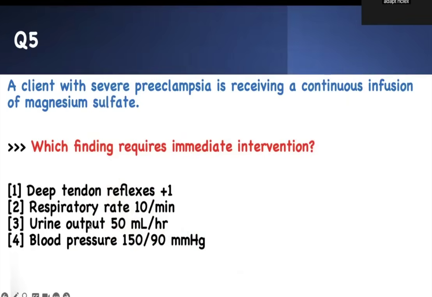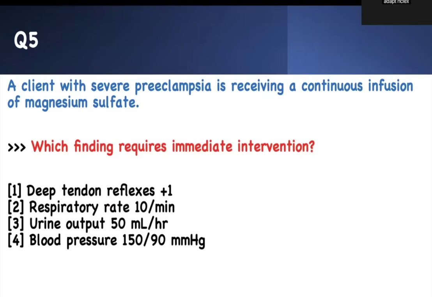This is bad. Number 5, a client with severe pre-eclampsia is receiving a continuous infusion of magnesium sulfate. Why? Because we want to prevent you from having eclampsia, having seizures. But then what is the problem? Which finding requires immediate intervention? Stop the video, answer it on your own, and see the way I'm approaching it.